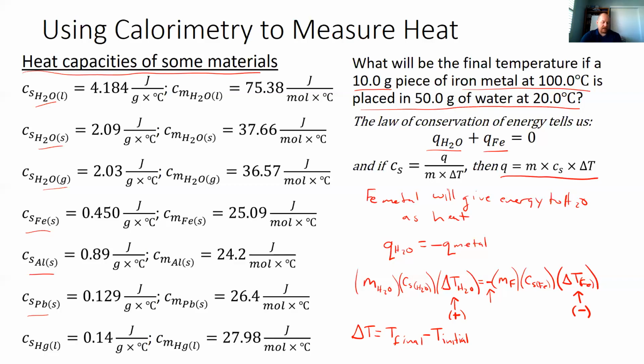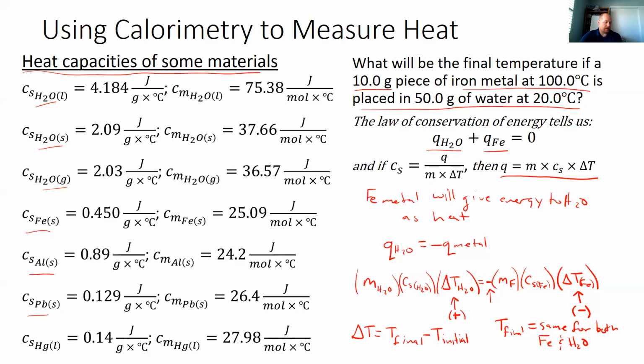Okay, so let's look at one other thing here: the final temperature should be T final, not F final. The final temperature will be the same for both the iron and water. Because they're in contact with each other, they're going to come to the same temperature at the very end of this experiment, and that's the final temperature here.